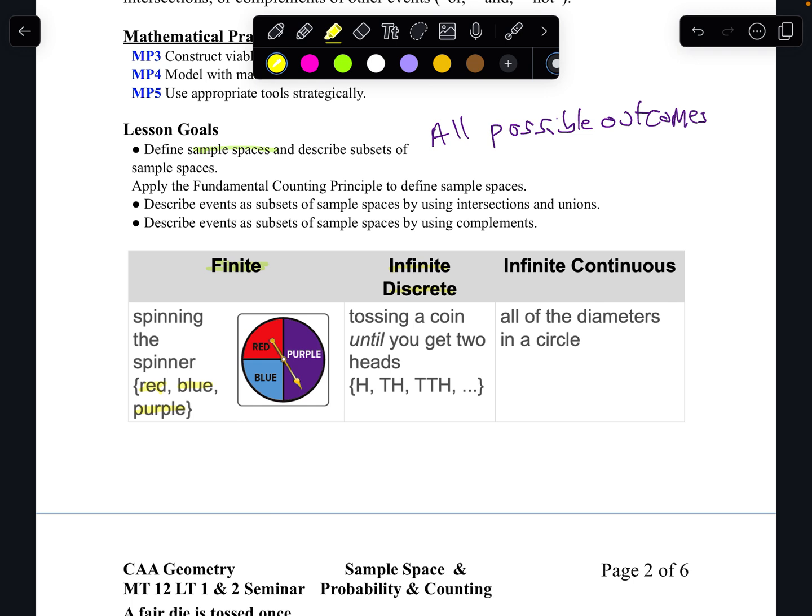Infinite continuous means I really can't list them out. The example I'll give you here, all the diameters in a circle. If I try to list all the diameters in a circle, there's so many, I can't list them, provided I can actually get those to intersect at the center there.